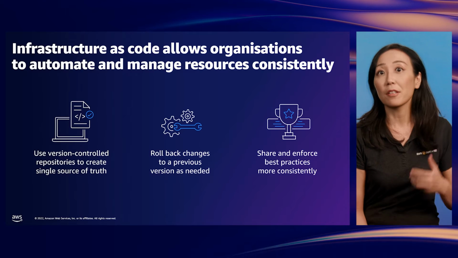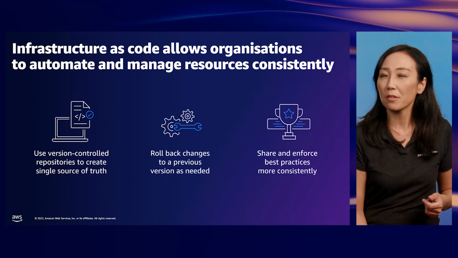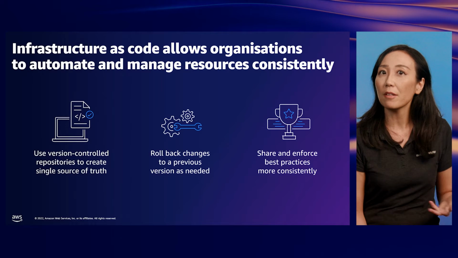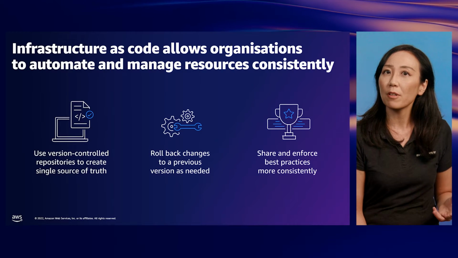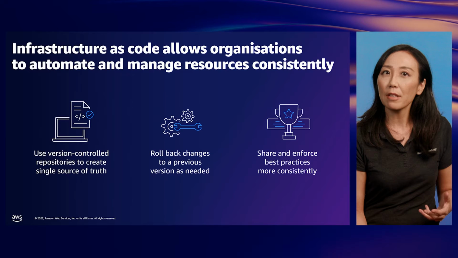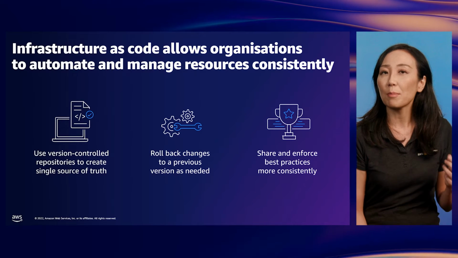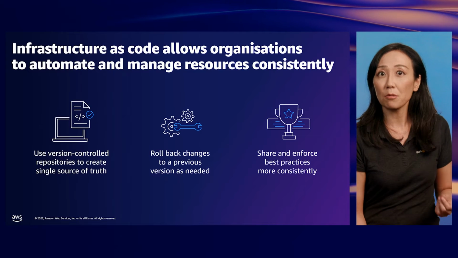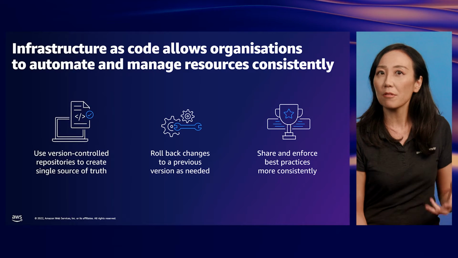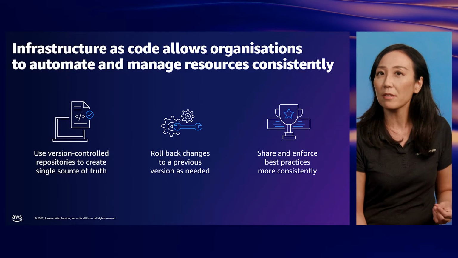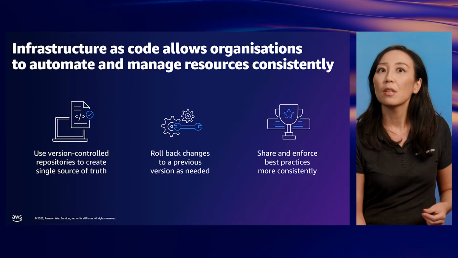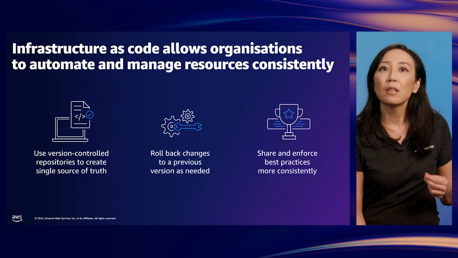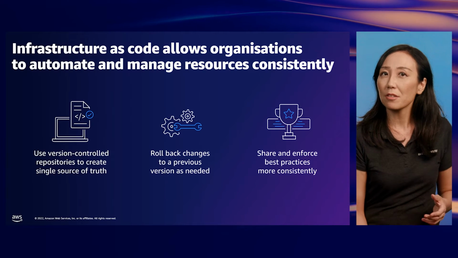So how do we create a consistent experience for automating your resources? Infrastructure as code enables organizations to define their desired infrastructure using a configuration file or code and programmatically create it to ensure consistency and repeatability. With infrastructure as code, you can manage the lifecycle of resources. You can host infrastructure definitions in version-controlled repositories, creating a single source of truth, and the capability to share and enforce best practices across your teams. You also have the capability to roll back changes to an earlier version.